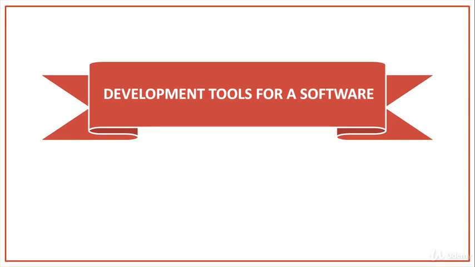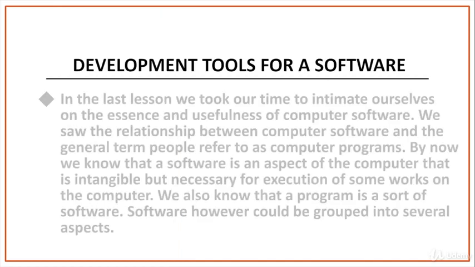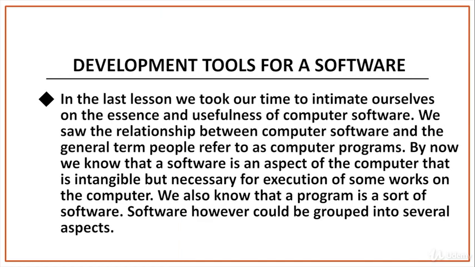Now we're going to look at development tools for a software program. In the last lesson, we took our time to intimate ourselves on the essence and usefulness of computer software. We saw the relationship between computer software and the general term people refer to as computer program. By now we know that software is an aspect of the computer that is intangible, but necessary for the execution of some works on the computer. We also know that a program is a sort of software.